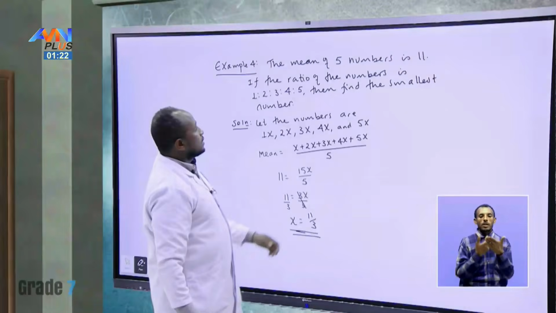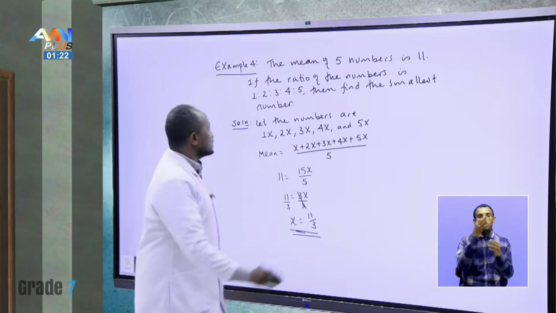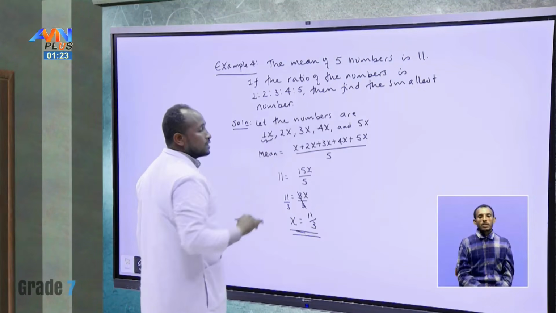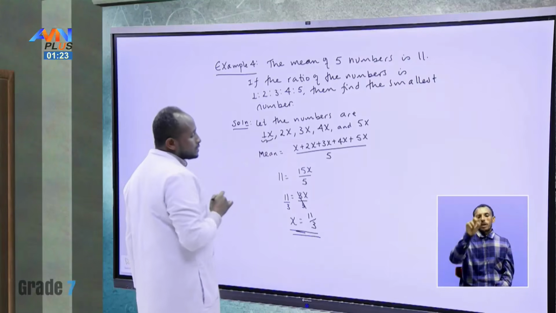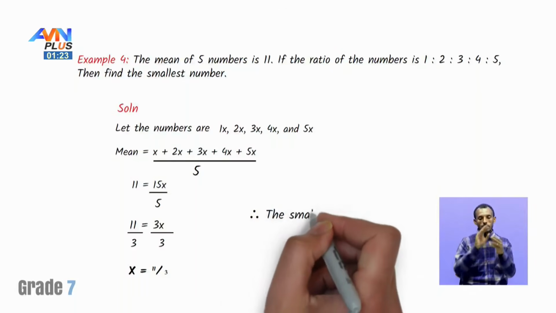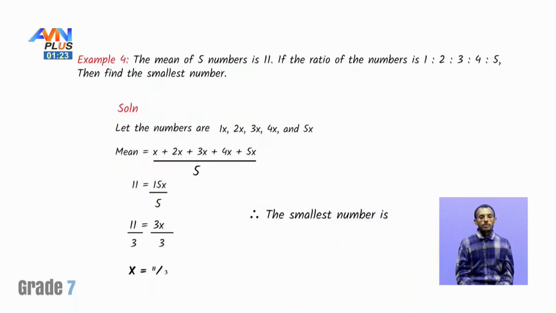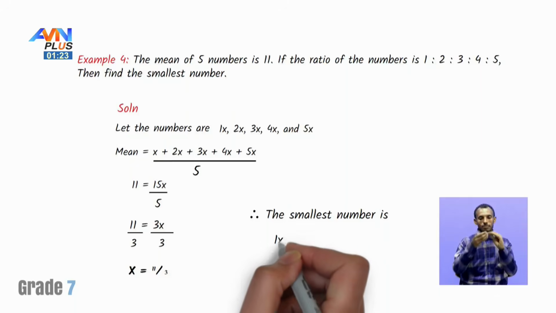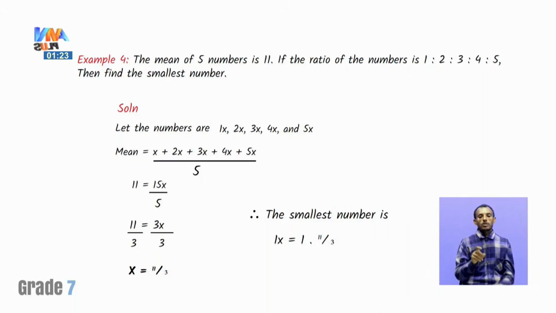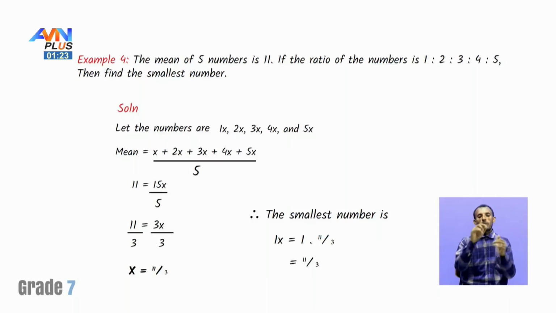Here, we are asked to find the smallest of these numbers. The smallest number is 1x. This one is bigger, 2x, 3x, 4x are bigger, but the smallest one is 1x. Therefore, the smallest number is 1 times 11 over 3. The smallest number will be 11 over 3.